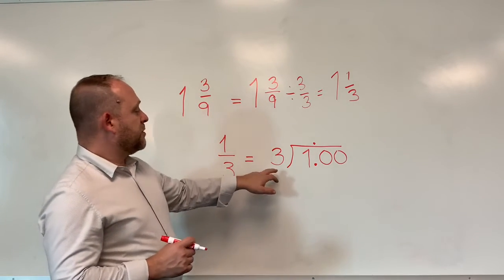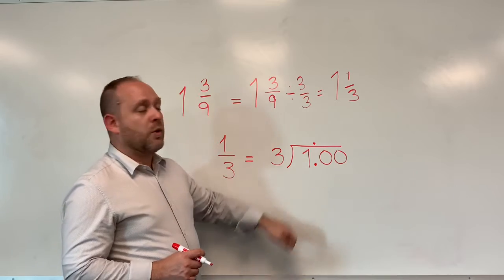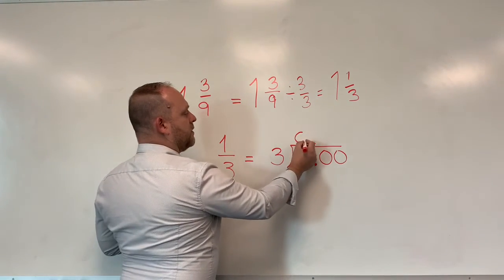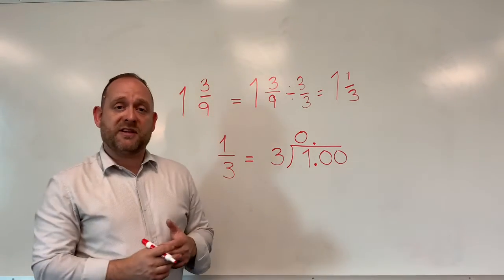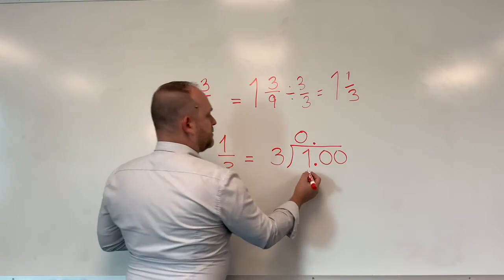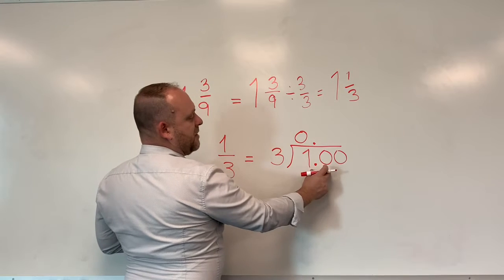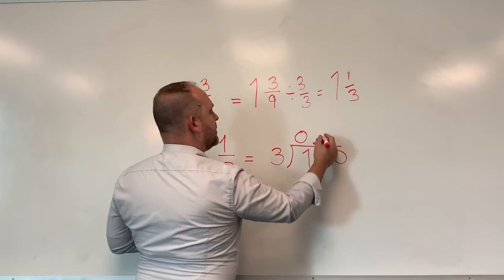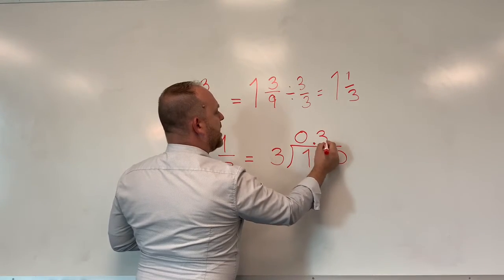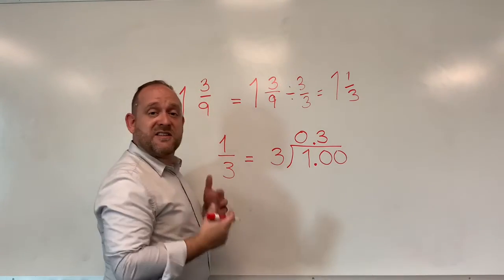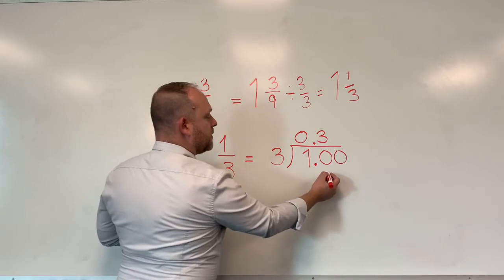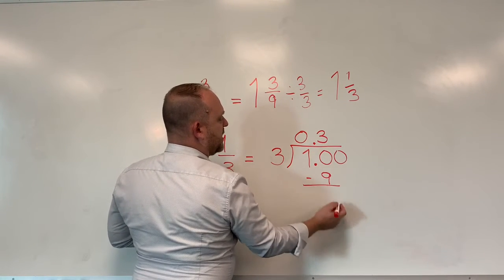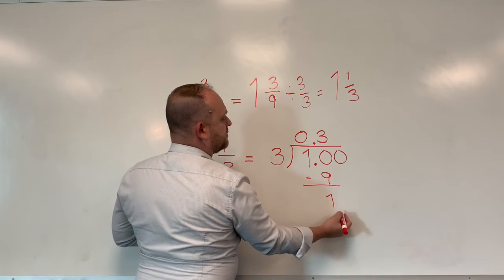So what I'm going to do here, 3, of course, can't go any times into 1. I can't take groups of 3 out of 1 because 1 is too small. So a 0 is going to hold my place there as well. But now I'm going to get into my first 2 digits, and I can't take groups of 3 out of 10. Actually, I happen to know in my head, 3 times 3 is 9, and that's as close as I can get to 10 without going over. So I'm going to take my 9, subtract this out. 10 minus 9 is, of course, 1.